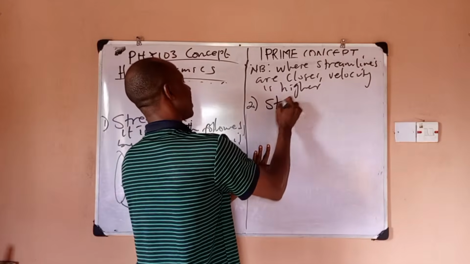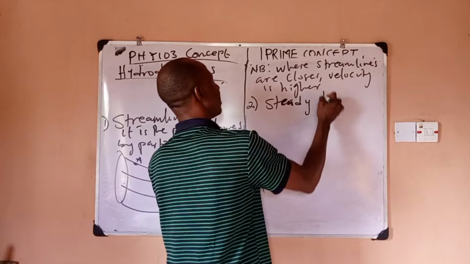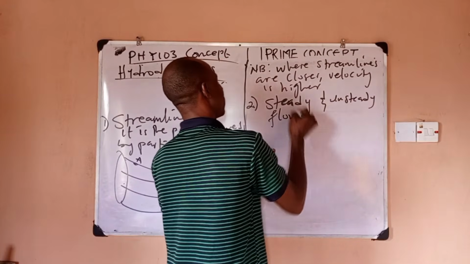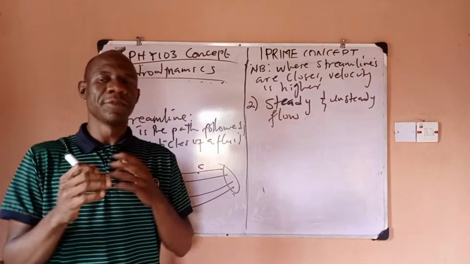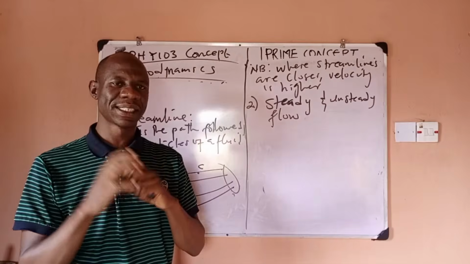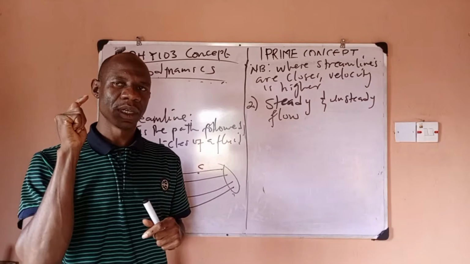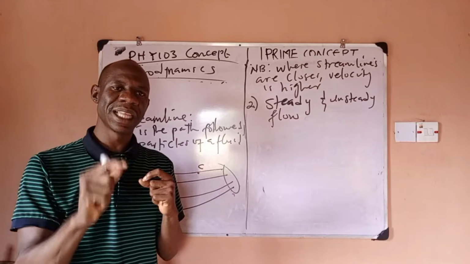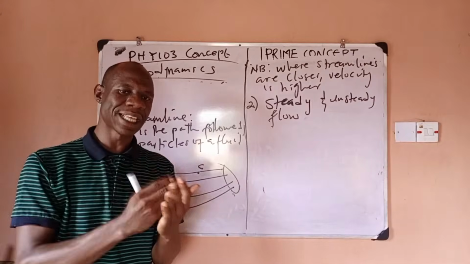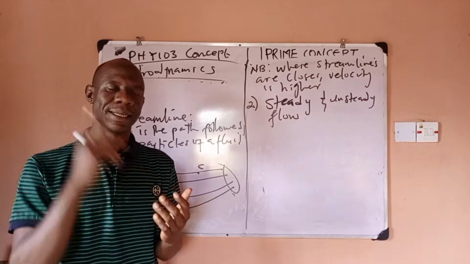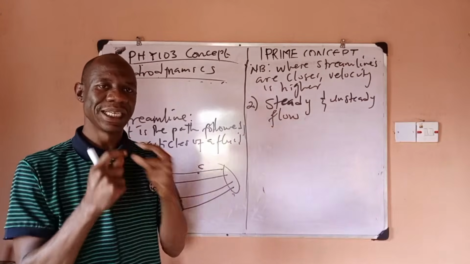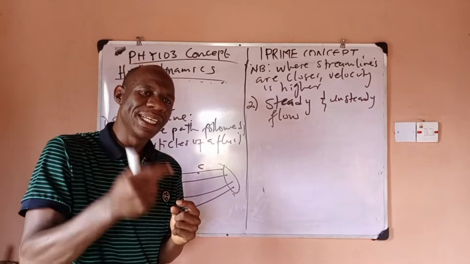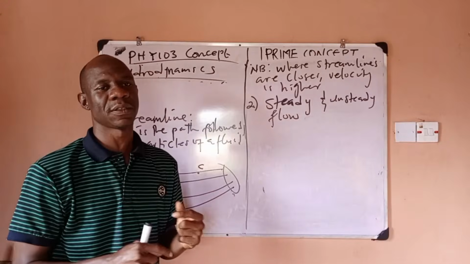Number 2, we said steady and unsteady flow. Now, a fluid flow can be steady. A fluid flow can be what? Unsteady. So what makes a fluid flow to be steady? A flow is said to be steady if every particle flowing through a point on a streamline maintains the same velocity at that point. I hope it is clear.